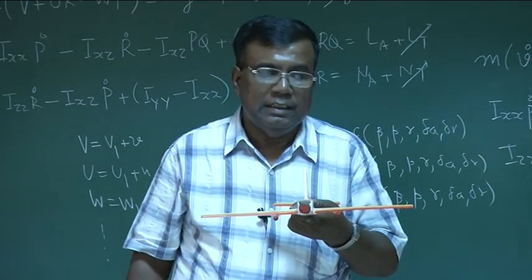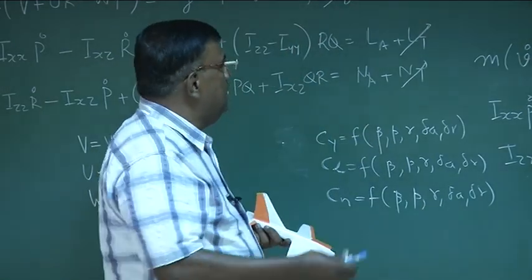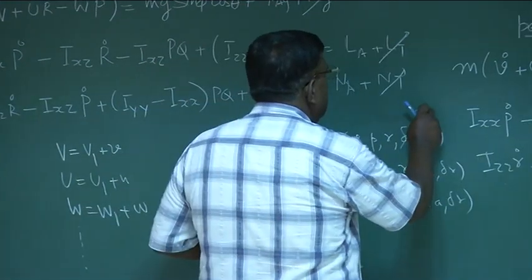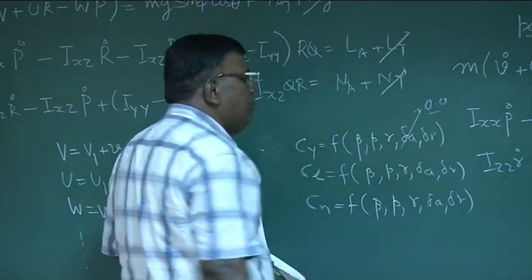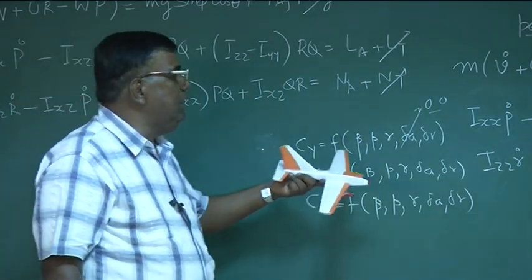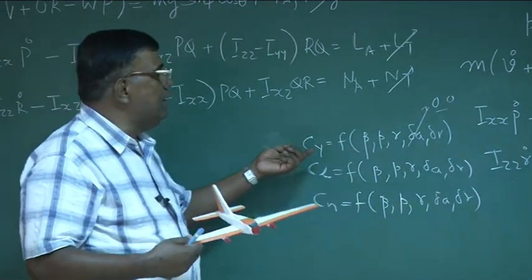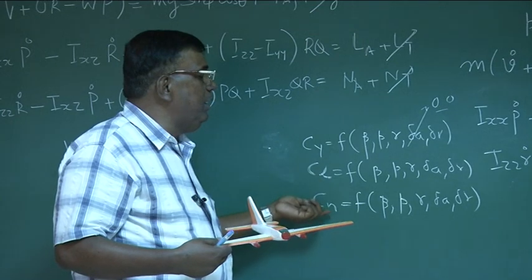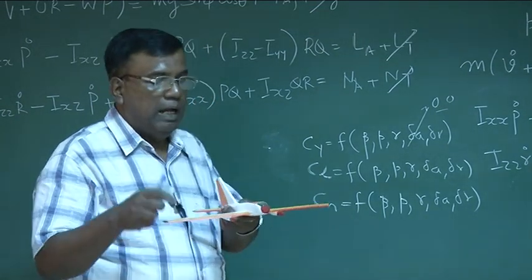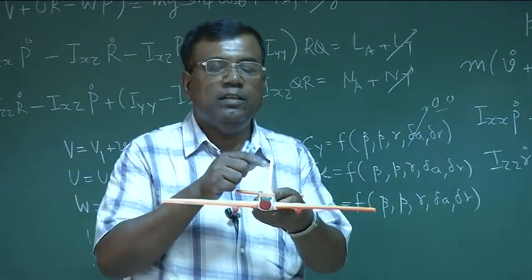As far as delta A is concerned, you can neglect it as far as Cy is concerned; it will be very, very small. But the primary ones will be beta, P, R, and delta R. And as you understand, if there is a Cy, there will be a rolling moment and yawing moment as well, because after all, the primary contributor to Cy is the vertical tail.